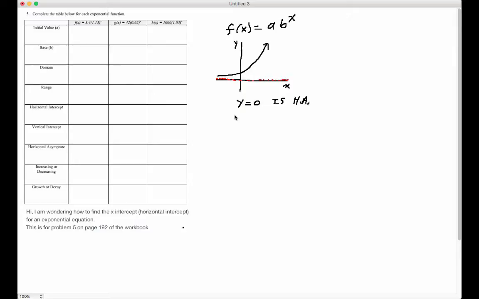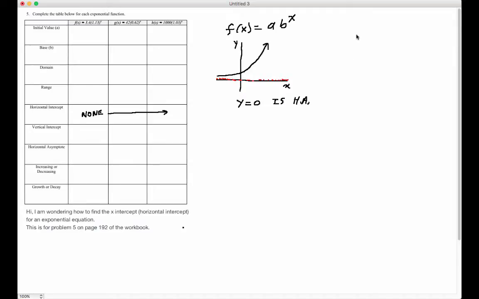So what do we know about horizontal asymptotes? Well, what that means is that the function is going to come down and get as close as you would ever want it to the x-axis, but it's never going to touch it. So in terms of the horizontal intercept, there's none. And that's going to be true for all of these. There will be no horizontal intercept on any one of these.